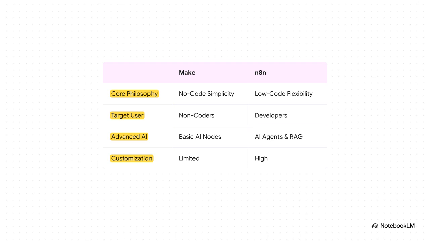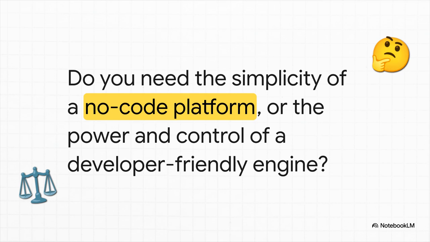Now, a key difference shows up in how they handle AI. Make has basic AI nodes, but N8N has native support for more advanced systems, like AI agents and RAG, that's Retrieval Augmented Generation, which lets an AI pull in outside info for its answers. For developers, that's a huge deal. So the choice here really comes down to a classic trade-off. Do you want the simplicity and ease of use that a no-code platform like Make gives you, or do you need the raw power, customizability, and fine-tuned control of a developer-friendly engine like N8N?